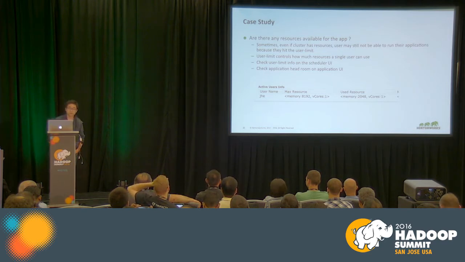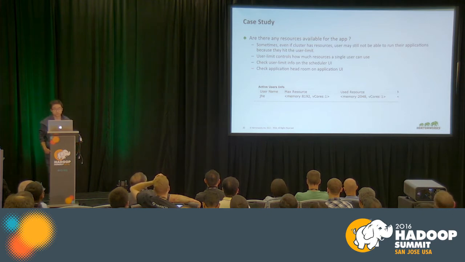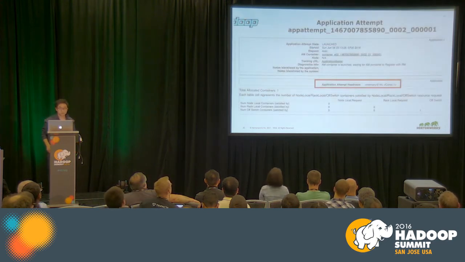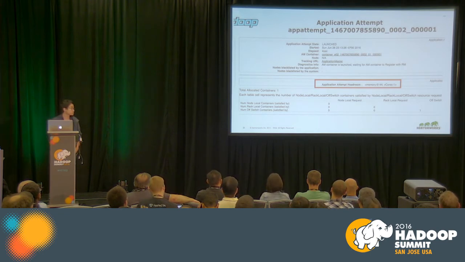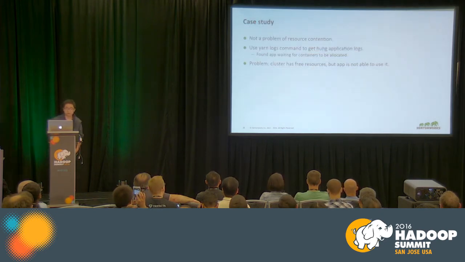Another thing we can check is the application headroom info on the application UI. Application headroom means how much more resources this application can use. For example, this is a screenshot for the application headroom. It shows it has 6 GB resources left, which is good. The app has headroom available. Now we know that this is not a problem of resource contention because we do see enough resources available.